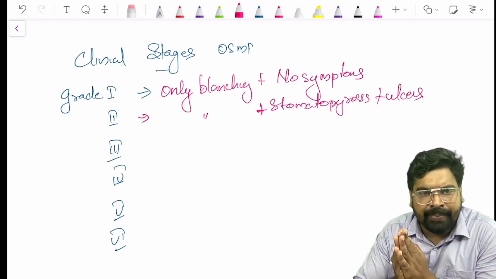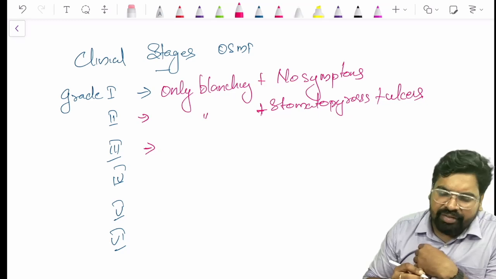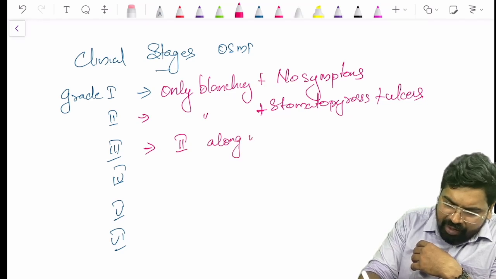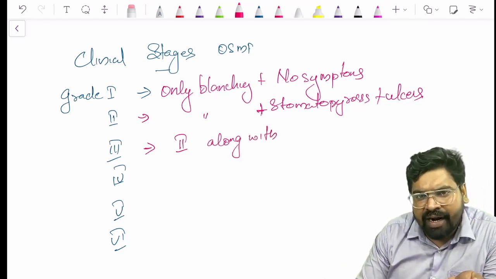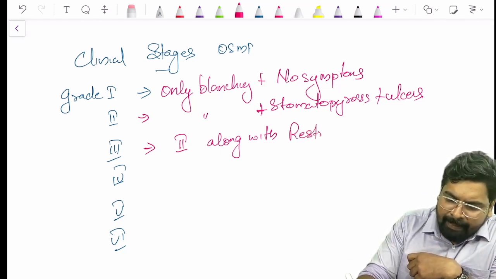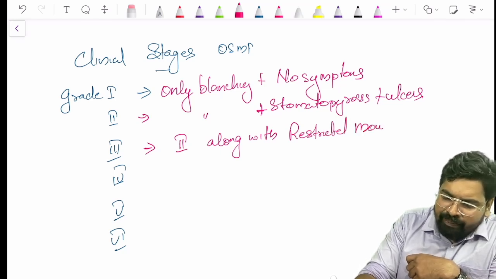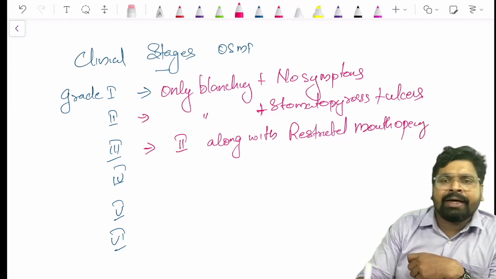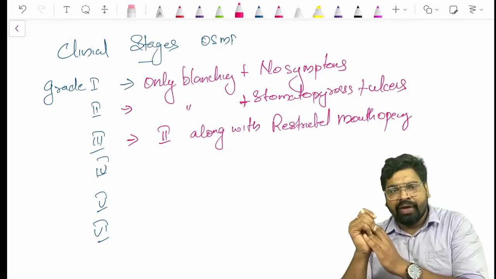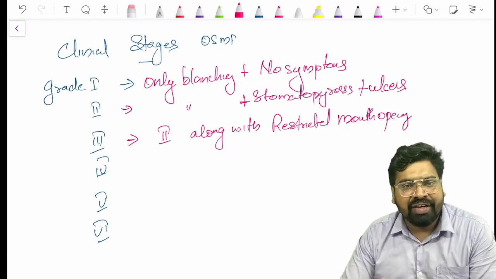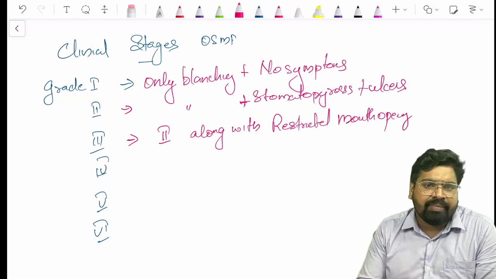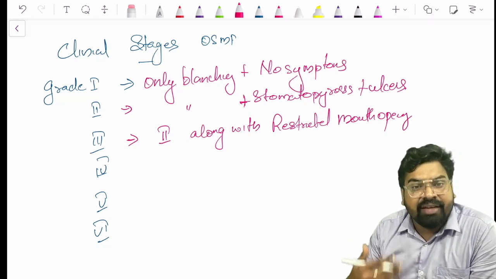Slowly symptoms start. In grade 3, it is grade 2 along with the patient now having difficulty in opening the mouth, restricted mouth opening. So when you examine OSMF patients in your clinic or OPD, you can use this grading to decide which grade it is. If the patient has blanching, stomatopirosis, and restricted mouth opening, you can say it is grade 3.